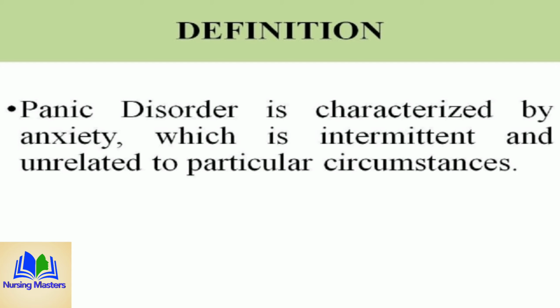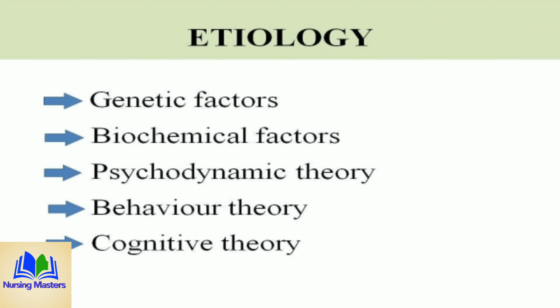But in panic disorder, everything is normal, everything is okay, but still the patient will get anxiety. Then hours later they may become normal, and we can't predict when this anxiety will come and go. Next we see etiology. In this we see how this panic attack occurs. The main etiological factors are: first, genetic factor; next, biochemical factor; psychodynamic theory; behavior theory; and last, cognitive theory. The first one is genetic theory.